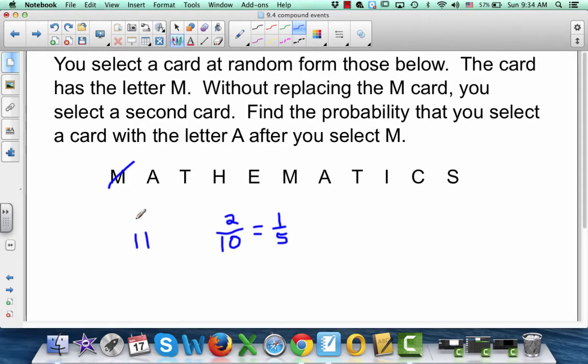So the first time the probability was 2 out of 11. And then after you take the M out, your probability of getting an A is 1 out of 5. So you go 2 over 11 times 1 over 5, and that gives you 2 out of 55. But you see how this changed? The bottom number changed because that's a dependent event. In a dependent event, the sample space is going to change on the second time, okay?